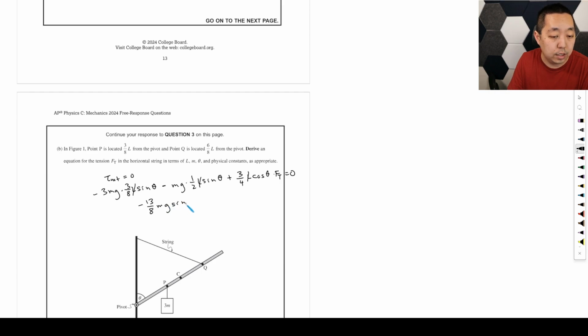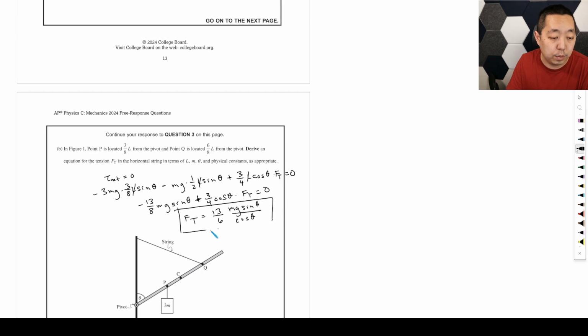Mg sine theta is equal to 3/4 cosine theta times Ft. So then I can solve for Ft here. This is equal to 0, so move that to the other side and then divide by that. So negative 13/8 divided by 3/4, I get 13/6. And then it's going to be mg sine theta divided by cosine theta. Hopefully I did that right.